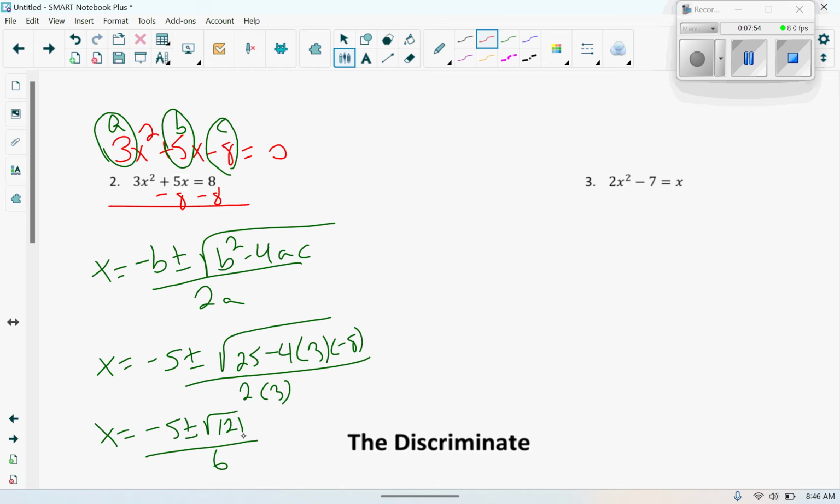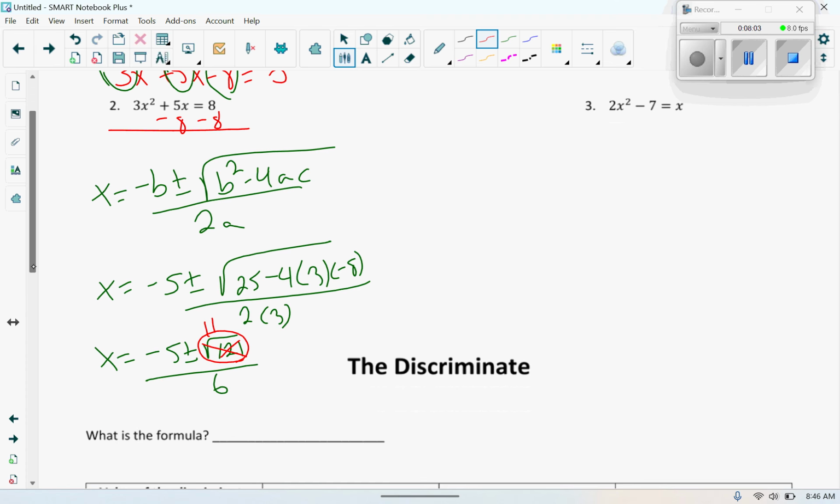Okay, this one is different because when I type in the square root of 121 in my calculator, I get 11. So I can actually take this a lot farther than what I have been before. So I want to separate this into 2 pieces. So negative 5 plus 11 over 6, and then negative 5 minus 11 over 6. And I actually want an answer here. So negative 5 plus 11 is 6, and 6 divided by 6 is 1. So I have an answer of 1 here. Negative 5 minus 11, that is negative 16 over 6, and that's going to simplify to negative 8 thirds.